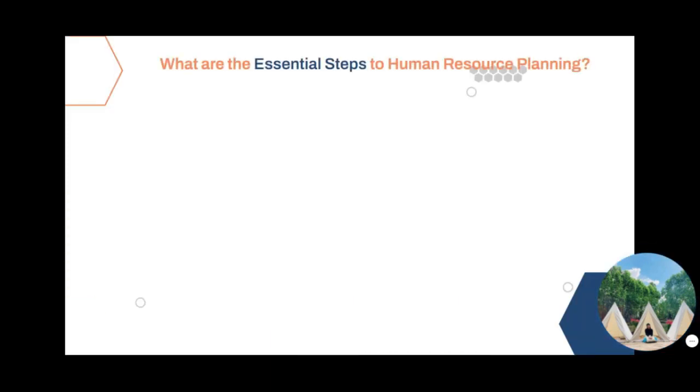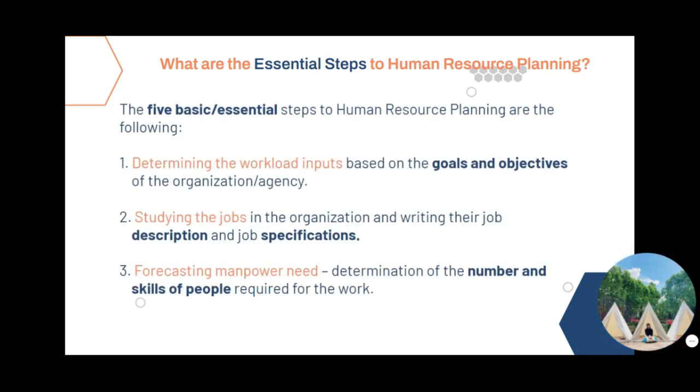Next question is, what are the essential steps for human resource planning? There are 5 essential steps, and it will begin with determining the workload inputs based on the goals and objectives of the organization or agency. Number 2 is studying the jobs in the organization and writing their job description and job specifications. 3. Forecasting manpower needs, determination of the number and skills of people required for their job or for the work.